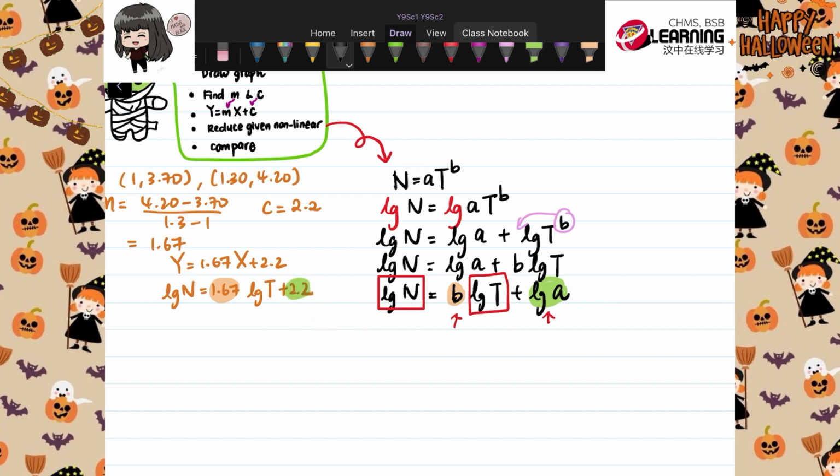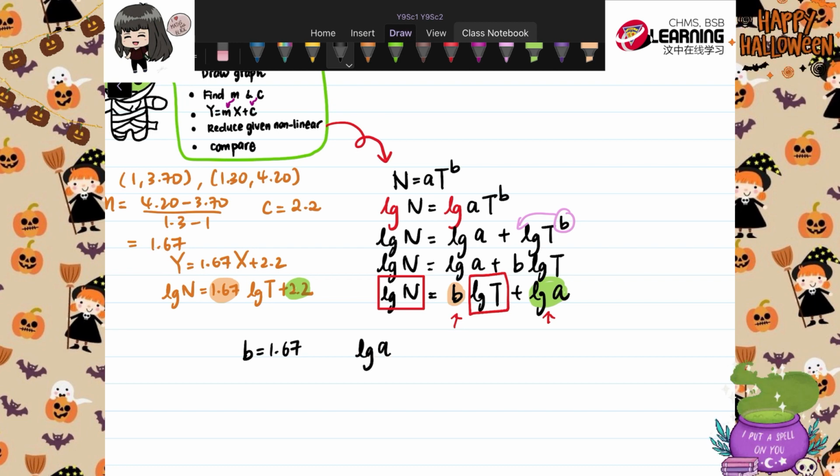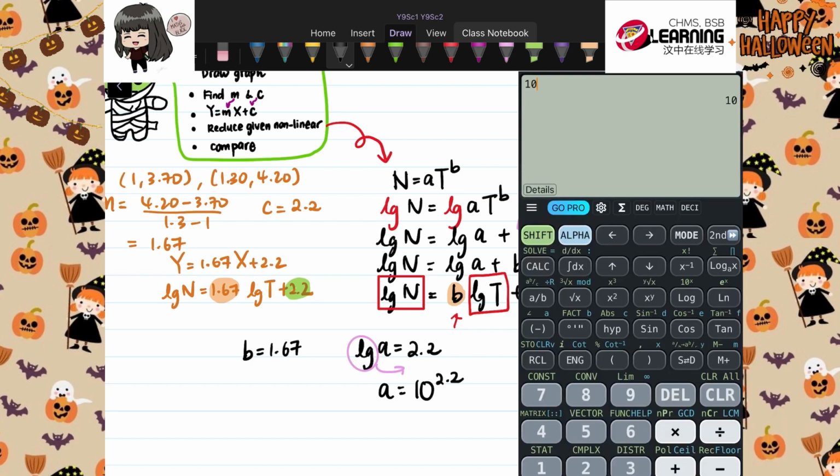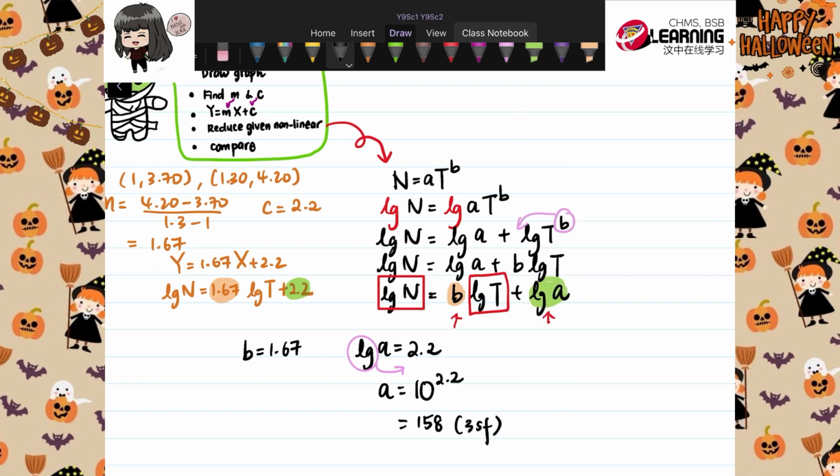So I'm going to write down there. Your B is equal to 1.67. Done. And then your log A is equal to 2.2. Okay, so to find this A, what I do is I move the lg, become 10 to the power of 2.2. So 10 to the power of 2.2 is 158 in 3 significant figures. Okay, so this is my answer for A and for B.